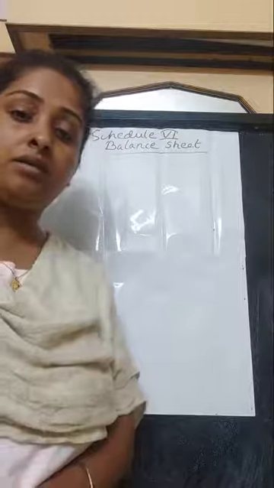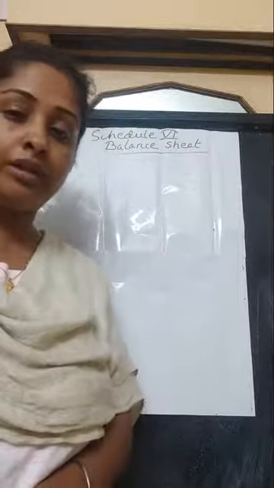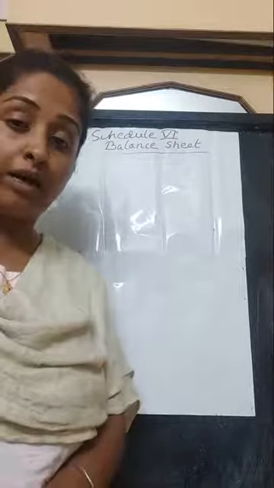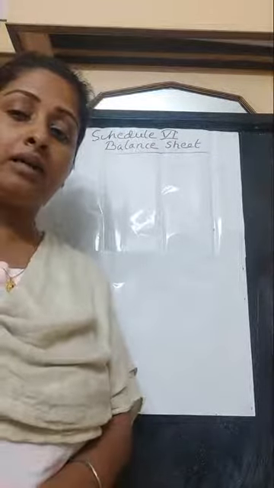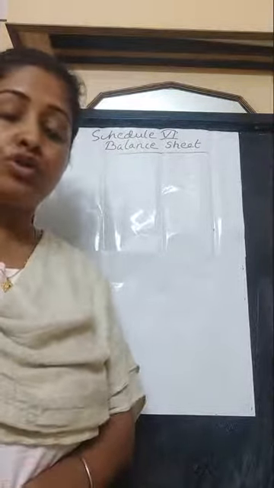Today I am going to start a very new chapter of the class 12 accountancy syllabus, that is balance sheet under Schedule 6. Yes, you heard it right, balance sheet under Schedule 6. This is an important part of the Part B section of your accountancy syllabus, and one compulsory question is going to come from this chapter containing 6 marks. So this chapter is very important.